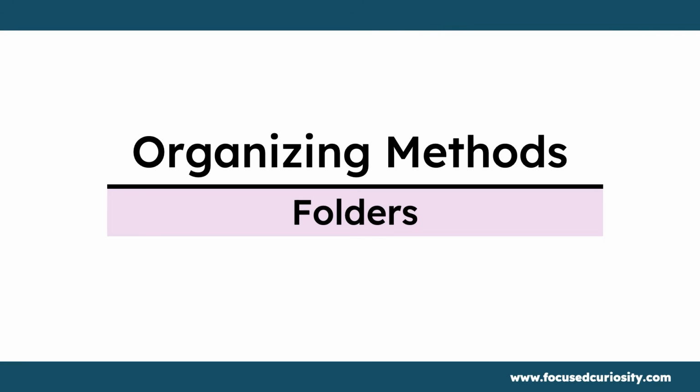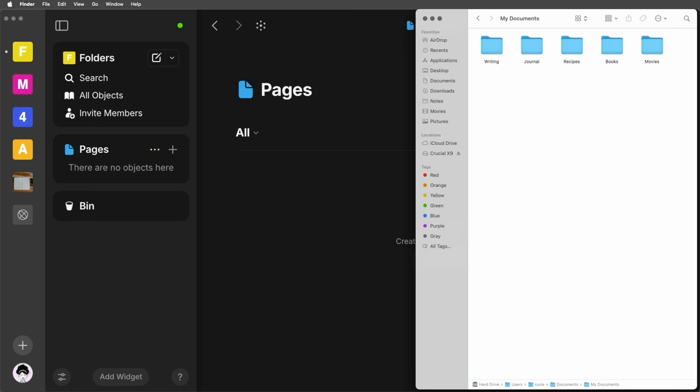To set up a folder structure similar to a My Documents in your File Explorer or Finder, we will use collections in Anytype. And also, to keep things simple, we'll just use one object type called pages. Here we can see that Mark has 5 folders. So he's got writing, journal, recipes, books, and movies. And we're going to go ahead and create the same structure in Anytype.